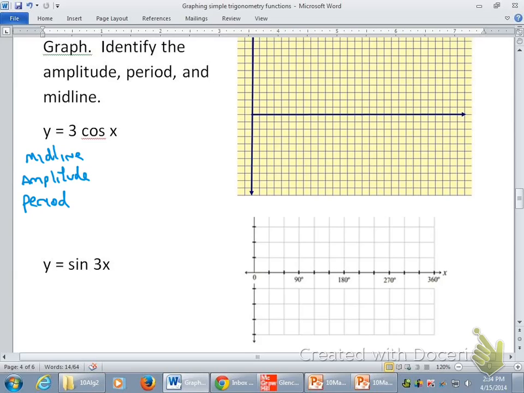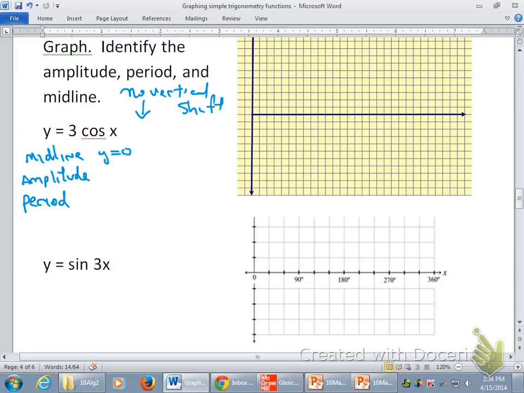So I'm looking at y equals 3 cosine x. Midline. Midline is affected by a vertical shift. Does this graph shift up and down any? No. So right here, there's no vertical shift. So the midline is y equals 0. It doesn't change. It's the same as normal.